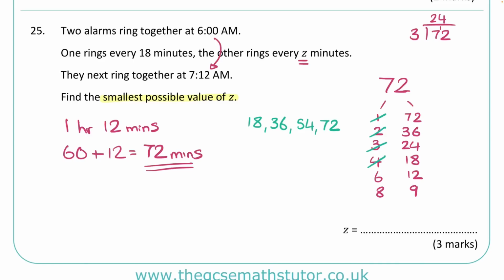6 is also going to ring at 18 and at 36 and at 54, so it's not 6. 8, let's have a think, does 8 go into any of these? 8, 16, 24, 32, 40, 48, 56. So it does miss them all, and then it rings at 72. So 8 is the smallest it could be, because that would also only ring at the same time as the 18-minute alarm after 72 minutes, as it doesn't go into 18, 36, 54, but it does go into 72. So there we go, the smallest possible value would be 8.